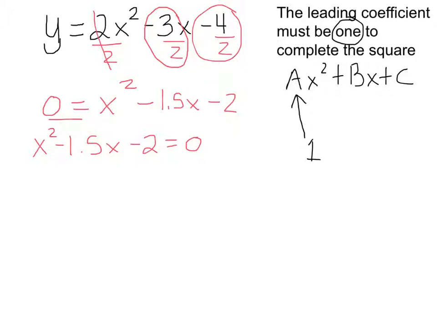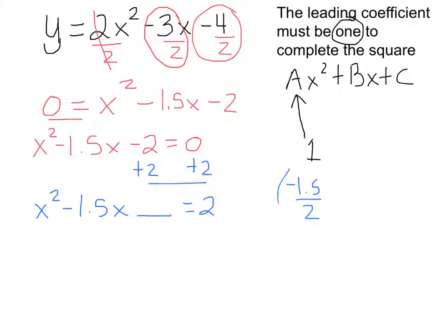Okay, so now I'm going to follow my procedure to complete the square. I'm going to add 2 on both sides. And so I have x squared minus 1.5x, leave a space, equals 2, okay? And so now I need to do b over 2 squared, and that will go in this spot right here, and I need to add it on the right as well. So let's calculate b over 2 squared. So b is negative 1.5, you can see it right here. So I've got negative 1.5 divided by 2, all squared.